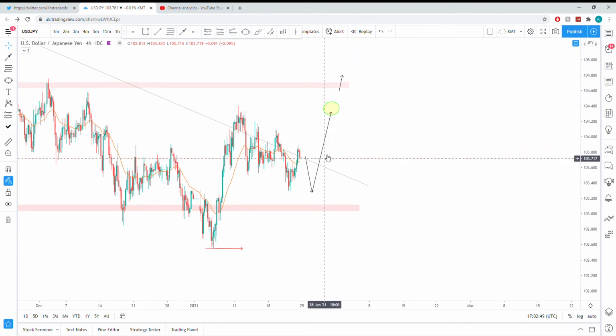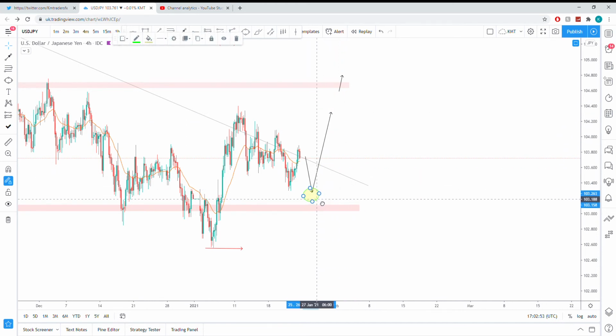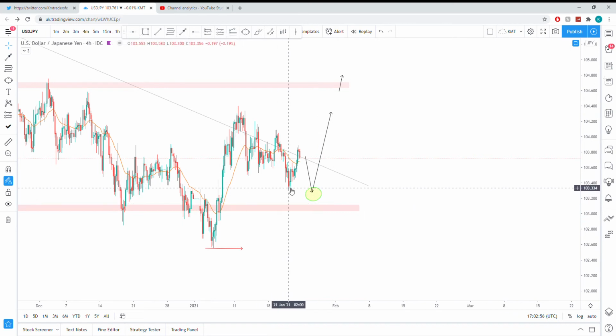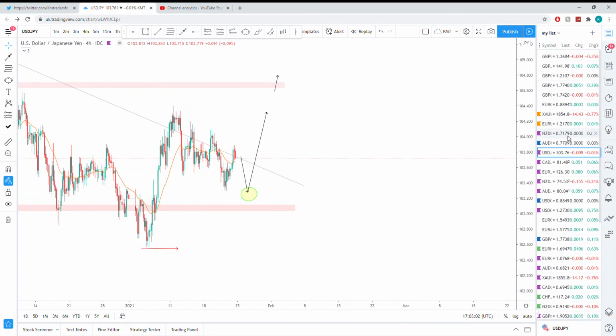So either way, it doesn't matter, but the main thing to look for is potentially just this buy move to the upside. Whether this acts as a support, or if we come to this zone here, then this is a good possibility. So just keep an eye out for that for USDJPY.